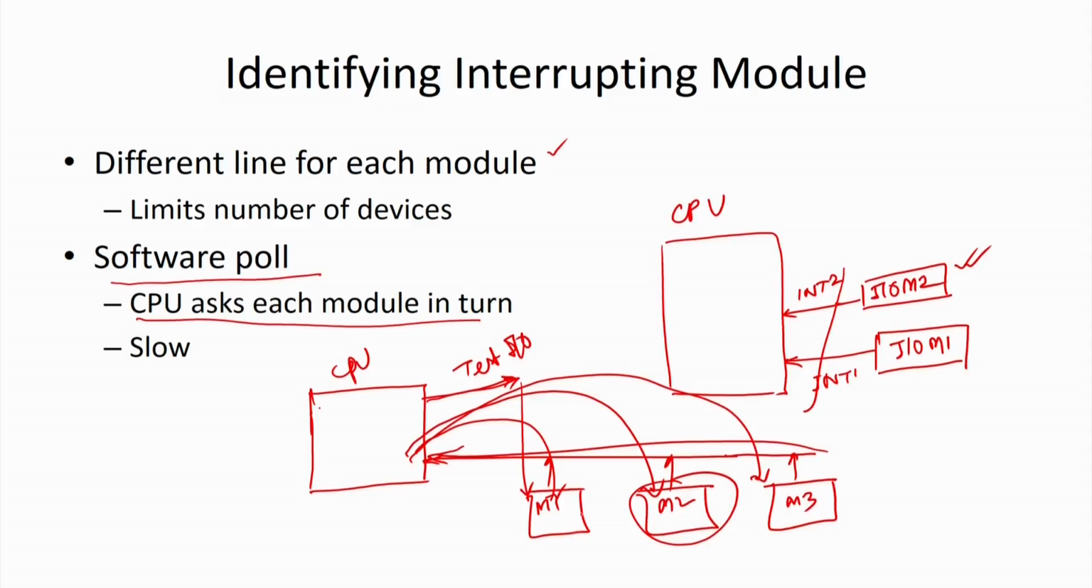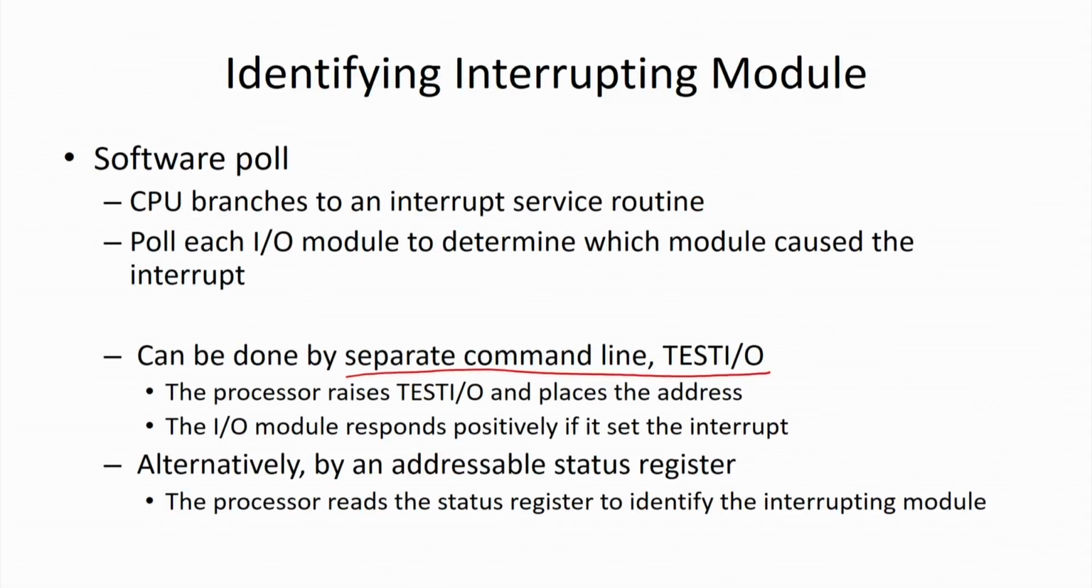Then, if this particular module has generated the interrupt, accordingly it will respond to the processor that yes, it has done it. If it has not, then it is not going to respond. The signal will go to the next module along with the appropriate address of that module, and that module will also behave like that. If it has generated the interrupt, it will respond to the processor. This is one way of doing it, known as a separate command line called test I/O. The processor raises the test I/O and places the address. The I/O module responds positively if it has set the interrupt. So, this is one way.